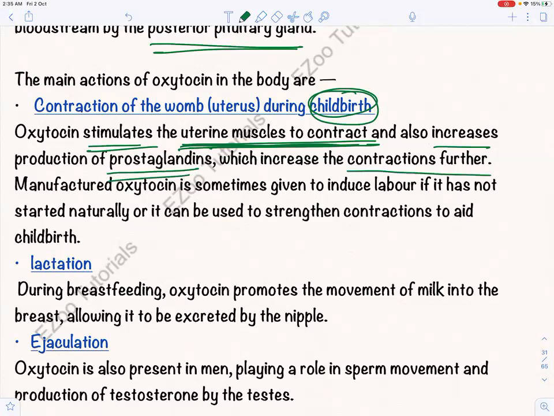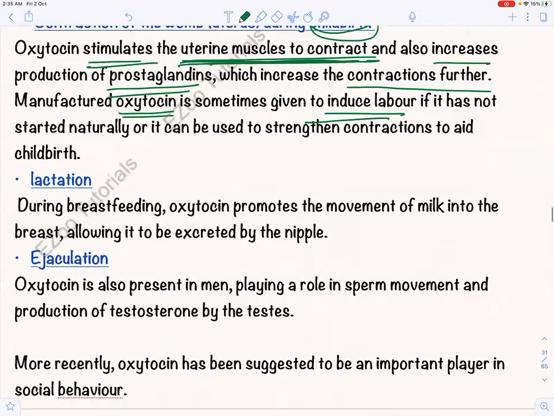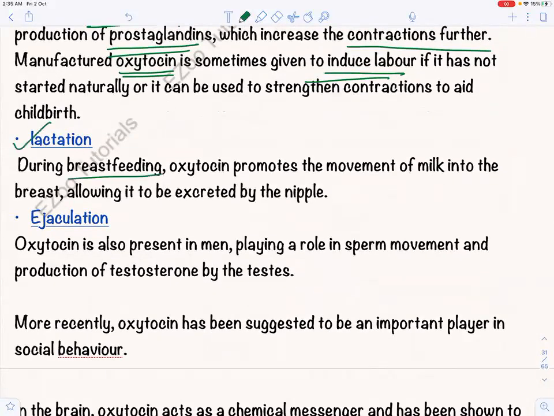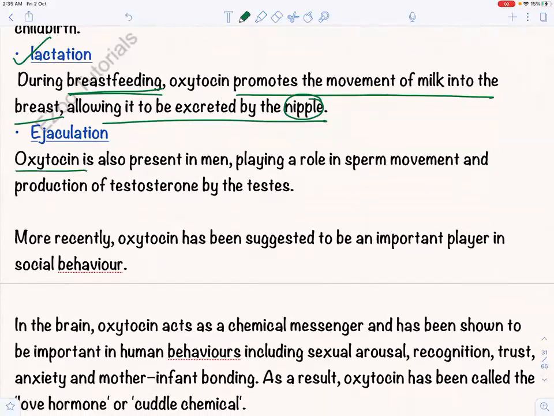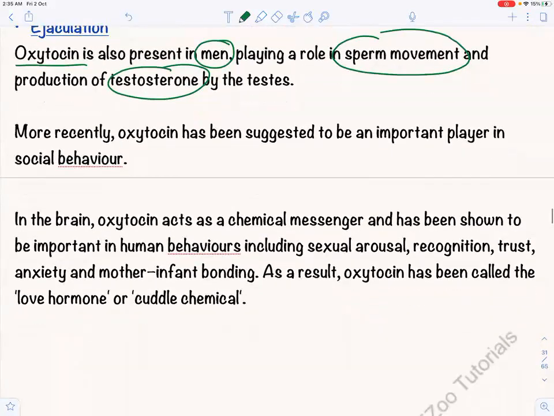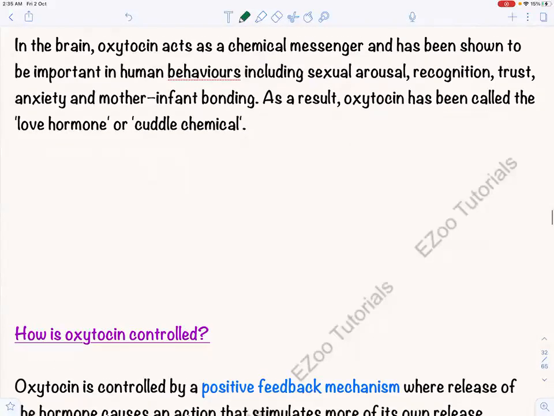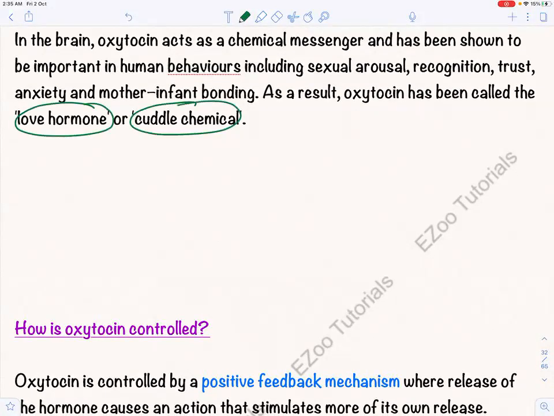Many times when there is not sufficient labor, an oxytocin injection is given to induce labor. It also helps in lactation during breastfeeding. It promotes the movement of milk into the breast, allowing it to be excreted by the nipple. For ejaculation, oxytocin is also present in men, playing a role in sperm movement and production of testosterone by the testes, right? And you can read about this. It is also called the love hormone or cuddle chemical.